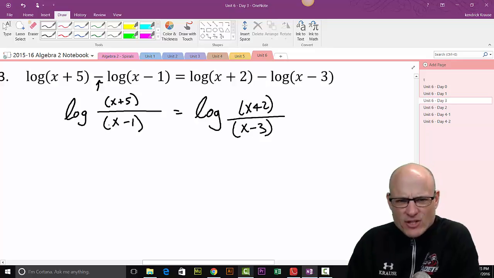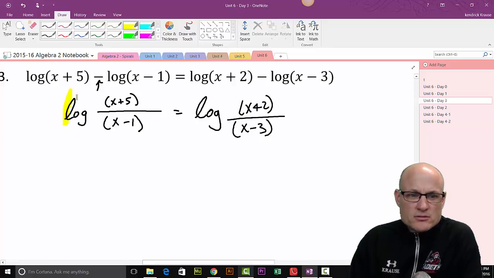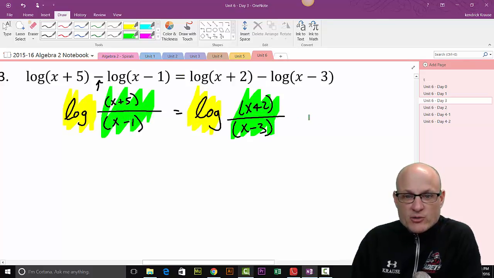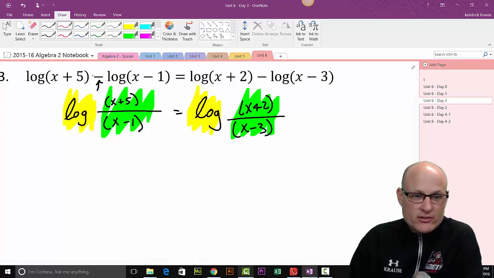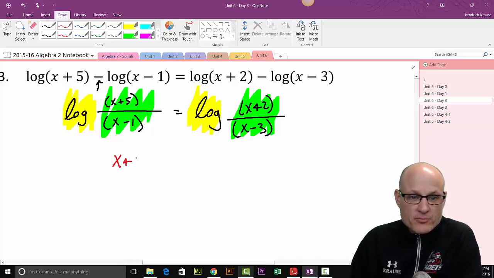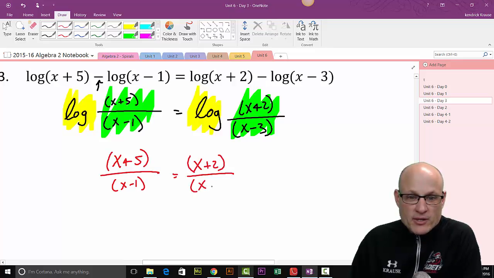Now, I have log. So you should be able to agree with me as long as this equals the green equals the green, they got to be the same. The green has to equal the green. Log of 5 equals log of 5. Log of 10 equals log of 10. So the greens have to equal each other. So all I do is set the greens equal to each other. x plus 5 over x minus 1 equals x plus 2 over x minus 3.